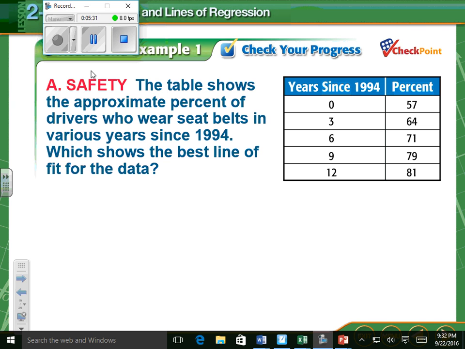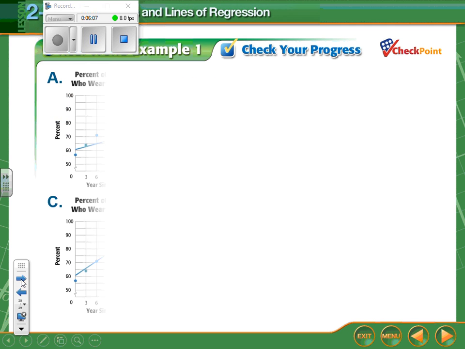Now we're going to look at the approximate percent of drivers who wear seatbelts. Various years since 1994, so this would be 1994, 1997, year 2000, year 2003, year 2006, and the percentages are steadily increasing. So the percentage of people who wear seatbelts is steadily increasing, so that's a good thing if we're looking at this data.